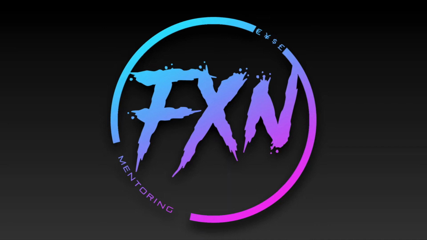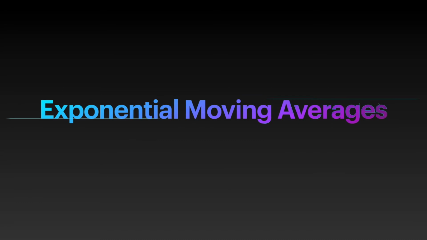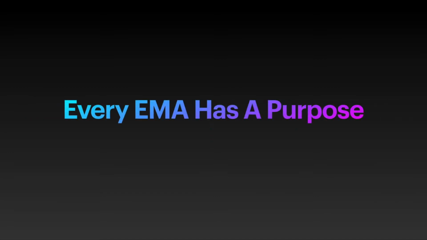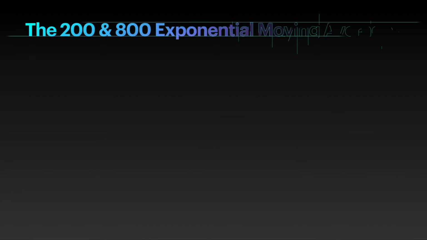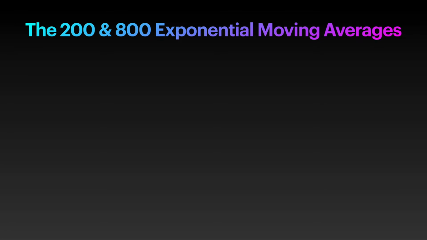So as we finish up with the EMA series, we're going to break down the last two EMAs that we use on our charts when we talk about the exponential moving averages. Those are going to be the 200 and the 800 EMAs. Now, as I always say, everything has to have a purpose on your chart. So every EMA that we use has a purpose. That's why it's there to begin with. So let's go ahead and get into this. Let's talk about the 200 and the 800 exponential moving averages.